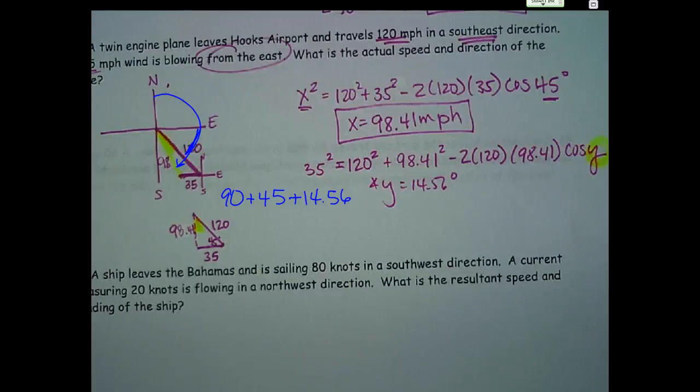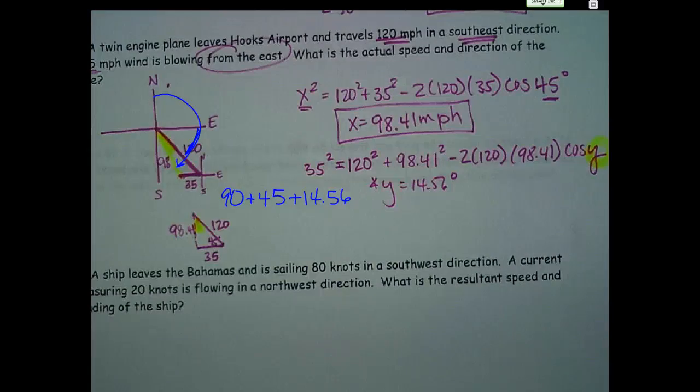Okay, so add those three together, and that's your actual heading of your airplane. That's the direction that that yellow line is going. It was at 120, that line, and it moved over. It was pushed down a little. So what's the answer? 149.56.